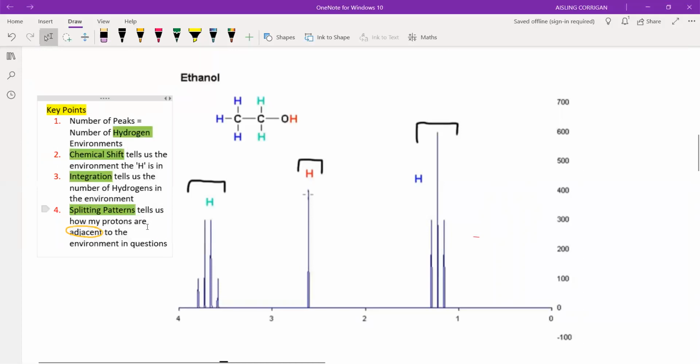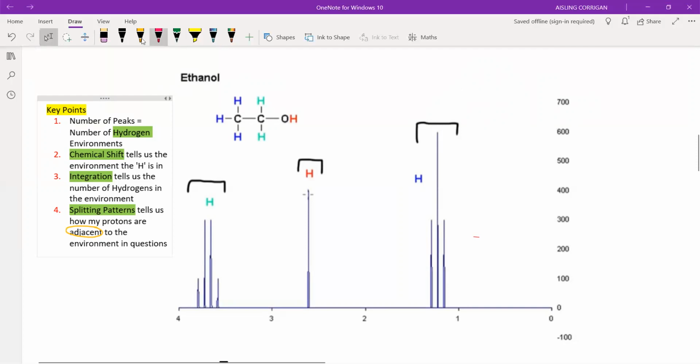So splitting patterns tells us how many protons are adjacent to the environment in question, i.e. how many hydrogens are neighboring the environment we're looking at. So that'll make a little bit more sense. So I'm just going to take the blue one. So I'll take the CH3. So this hydrogen environment here is over here. And if I look, it has 1, 2, 3 of these sort of splitting patterns. And that tells us how many protons or hydrogens are adjacent to this environment.